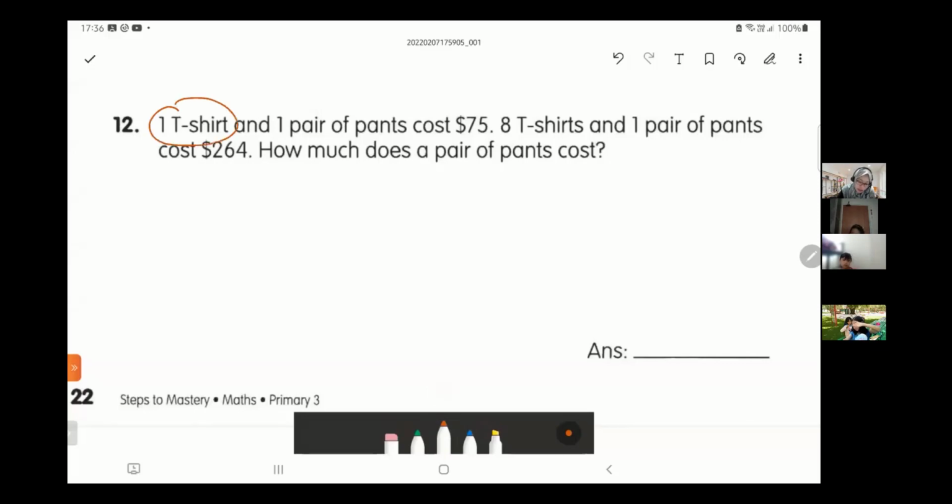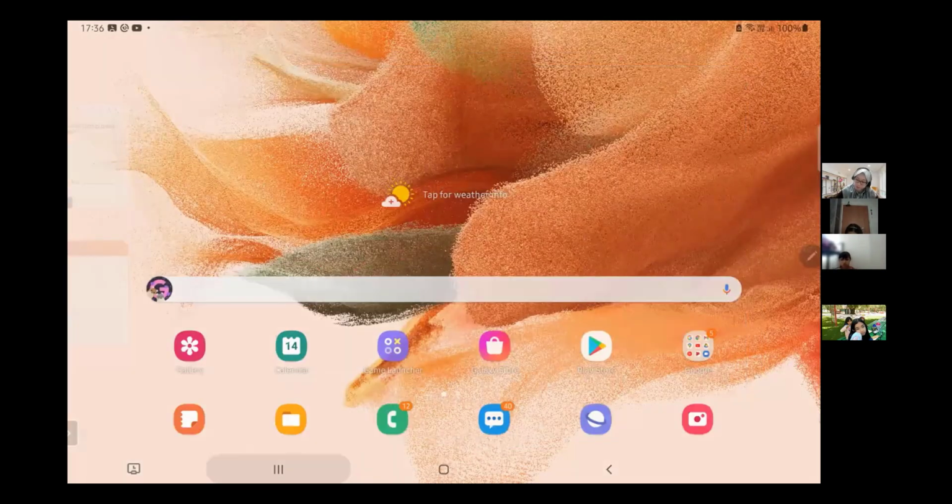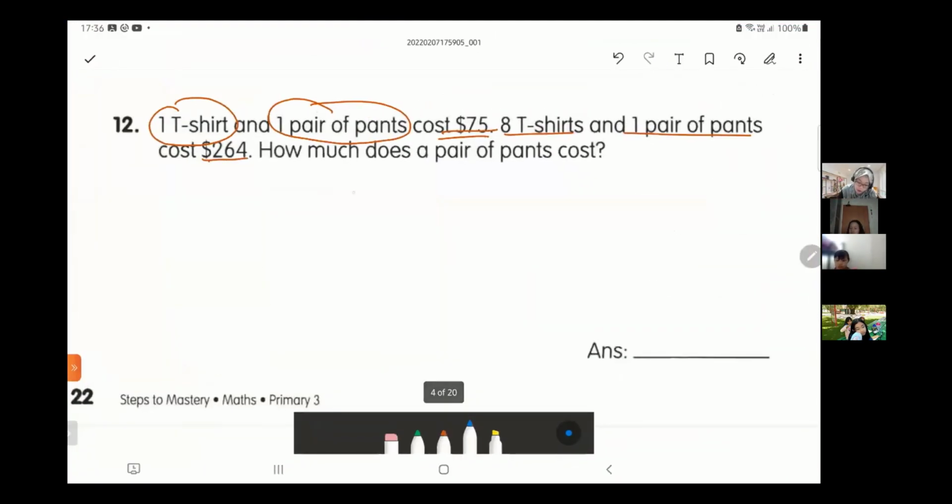1 t-shirt and 1 pair of pants cost $75. 8 t-shirts and 1 pair of pants cost $264. So I have 2 sets of information here. Let's write down. We use short form: 1 t-shirt plus 1 pants equals $75. I'm done with this part. Next, 8 t-shirts plus 1 pants equals $264. Can you see? Okay.